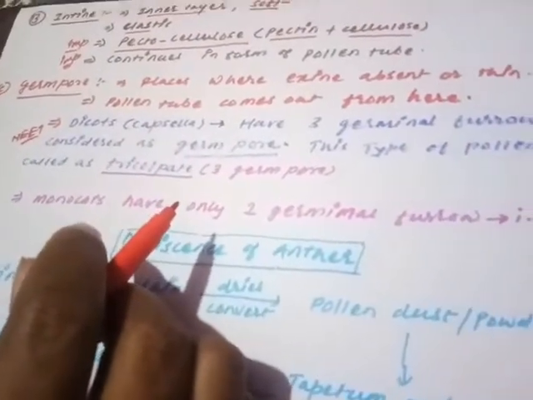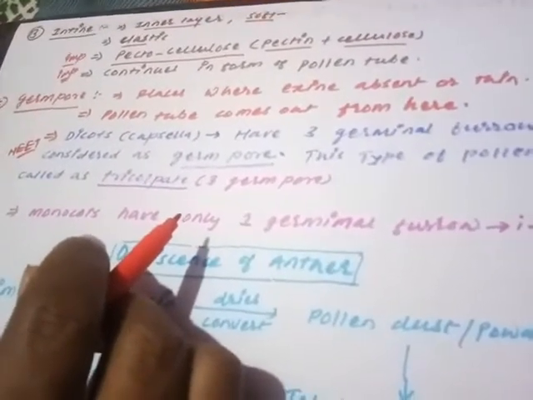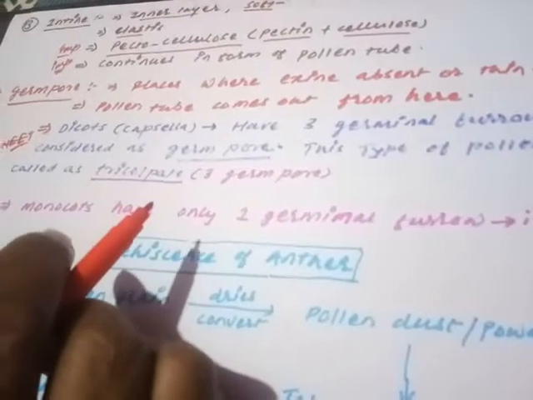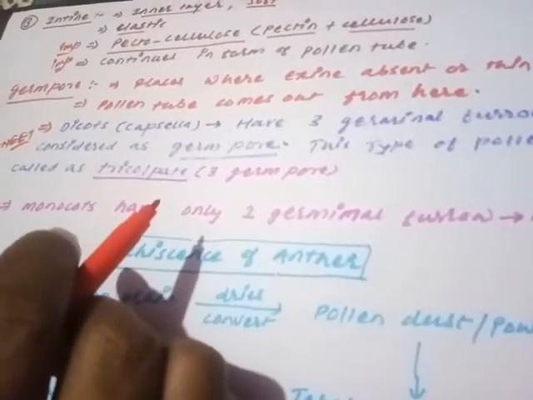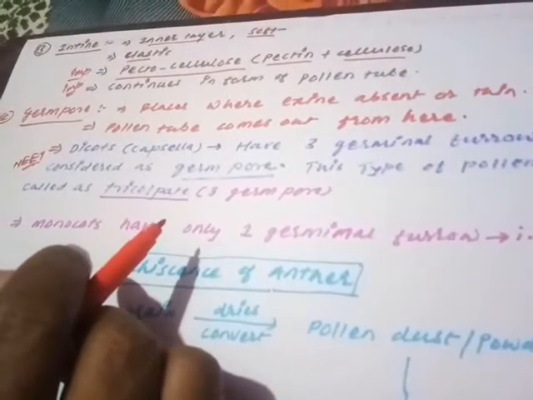Those furrows, since they are just going to gravitate the germ pore, are called germinal furrows. Are you getting my point? During the initial time of developing the pollen tube or germ pore, the germ pore originates earlier in the form of the germinal furrows.